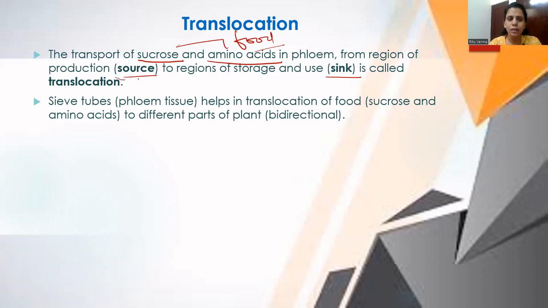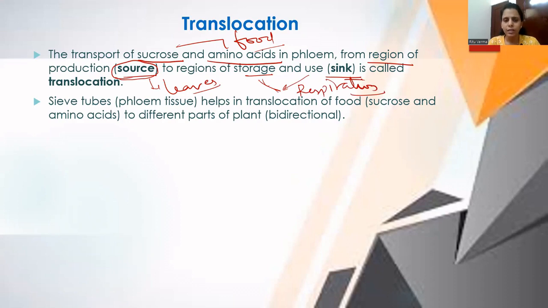So source is actually the region of production, okay? The region of production or the area where these food substances are prepared, and this is actually leaves, okay? And sink is generally the area where these food substances are stored or used for the process of respiration or maybe for the process of growth and development, okay?